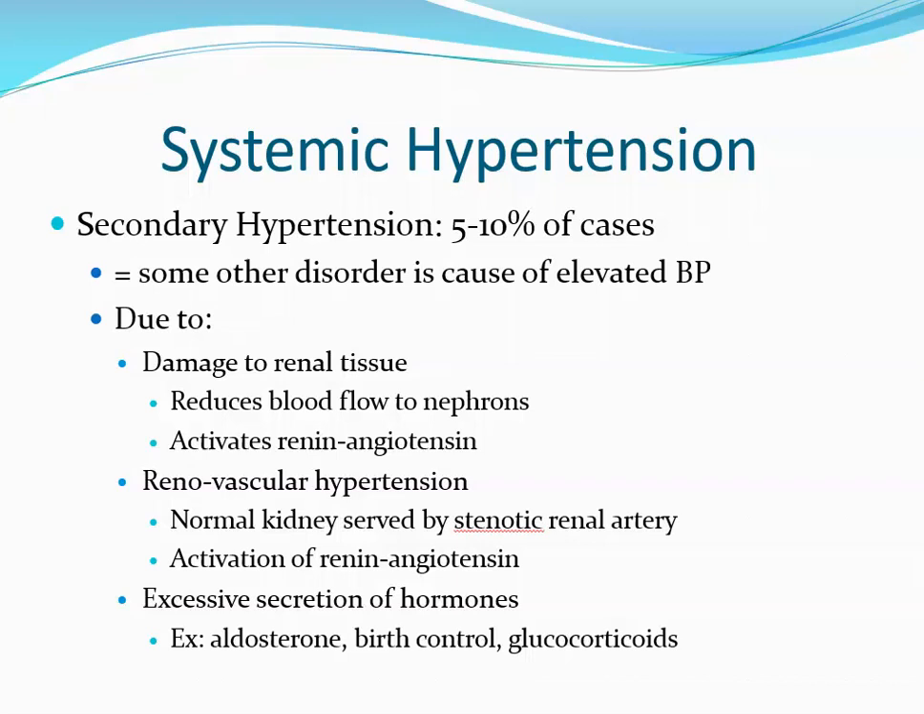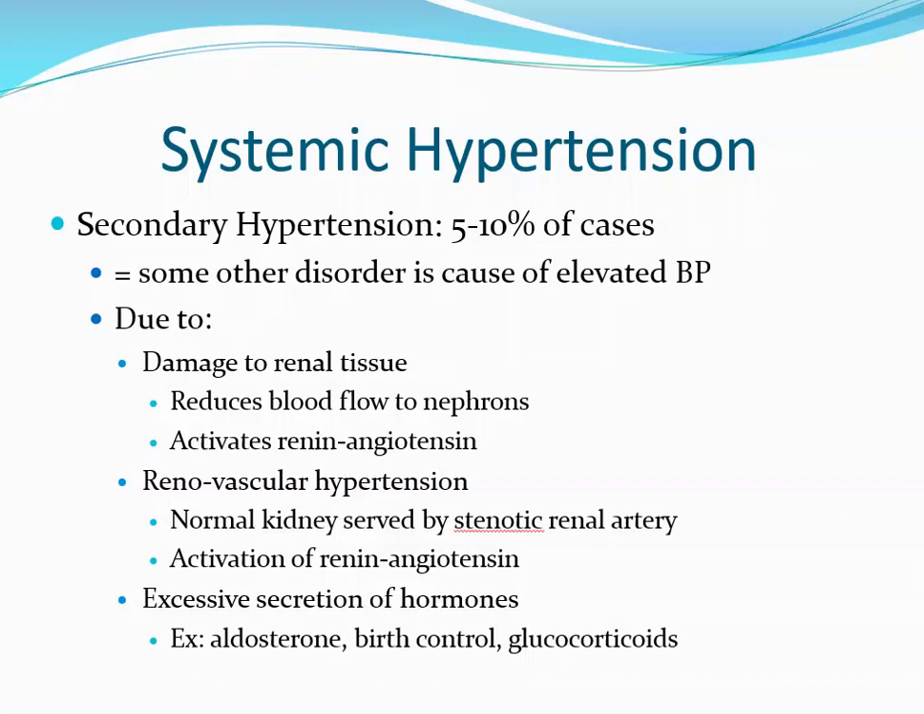This involves the production of angiotensin II, which is a very potent vasoconstrictor. The system also stimulates the secretion of aldosterone, and we know that aldosterone increases sodium retention as well as water retention. It could be due to renovascular hypertension, where you get activation of the renin-angiotensin system when a normal functioning kidney is supplied by a diseased or stenotic renal artery. This too results in decreased renal blood flow as a result of the stenotic artery, and this is what activates the renin-angiotensin system.